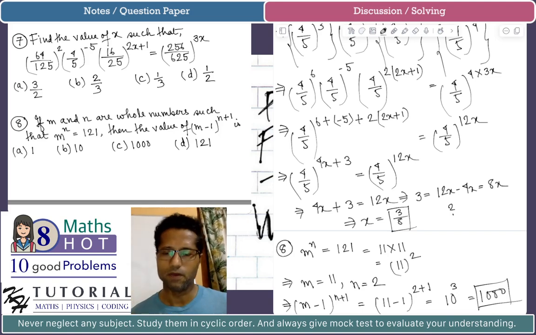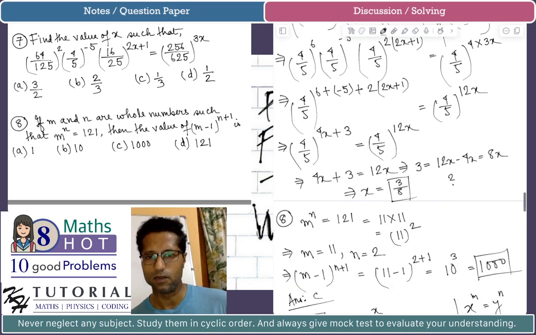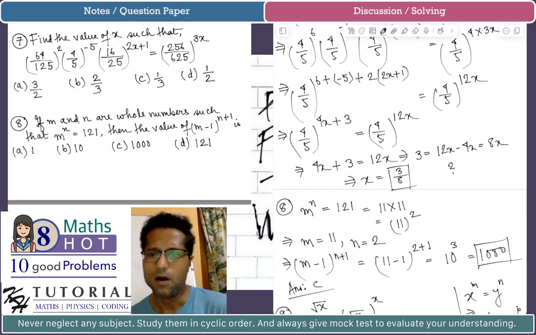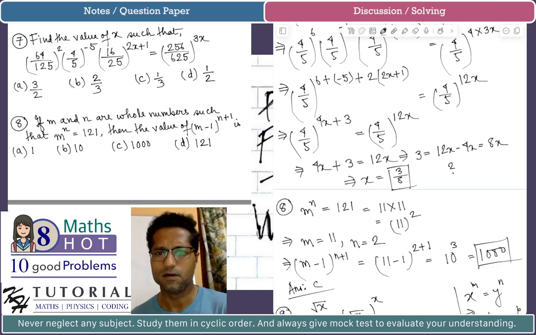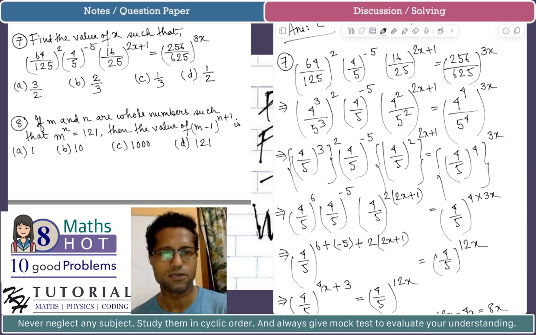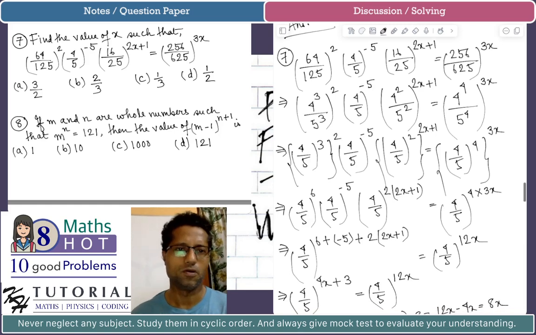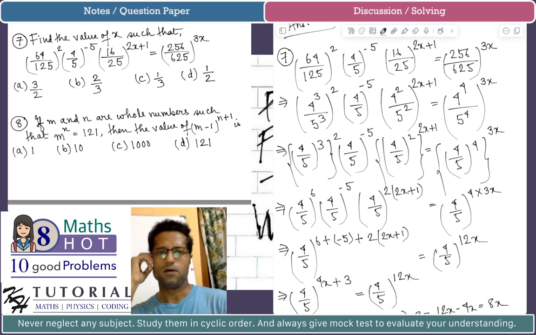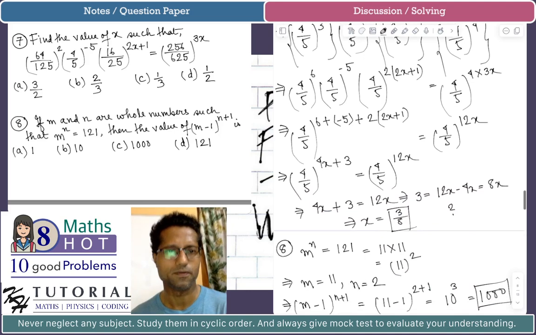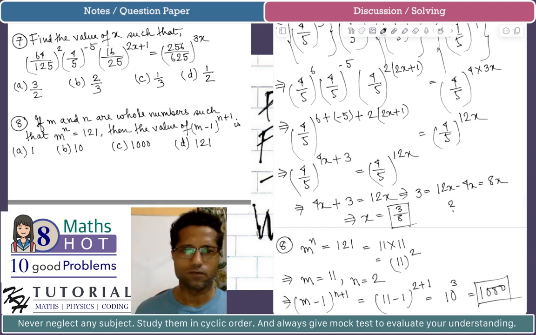So the bases are the same, 4 by 5 on both sides of the equality. We can equate the powers. We get 4x plus 3 equals 12x. This makes 3 equal to 8x. That makes x equal to 3 by 8. So my answer, I think, is correct. I don't think I have made any mistake. Probably I have copied the problem from the source incorrectly. I might have made a problem in copying the powers. That's why my answer is coming 3 by 8, which is not matching any of the given choices. Anyway, sorry for this problem.